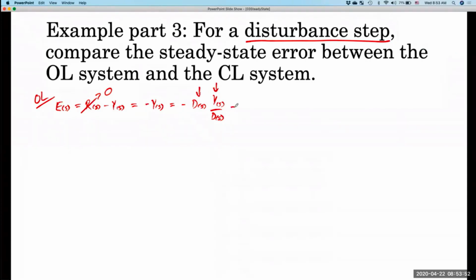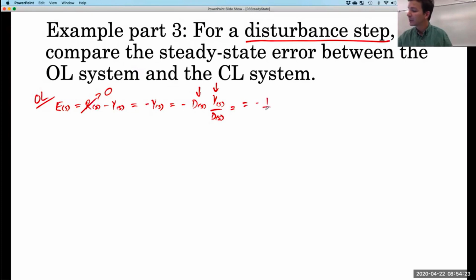Could you clarify as to why the reference is 0 again? I kind of missed that. So we are told that we want to find the error due to a disturbance step. The only way to find the error due to one input is to set the other inputs to 0. This is the notion of superposition that I've been harping on. Gotcha, yeah.